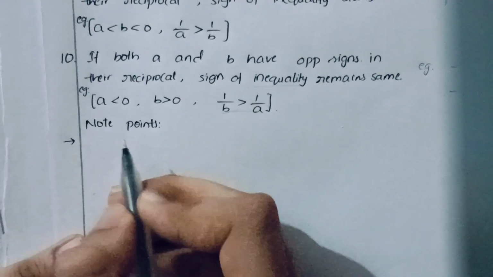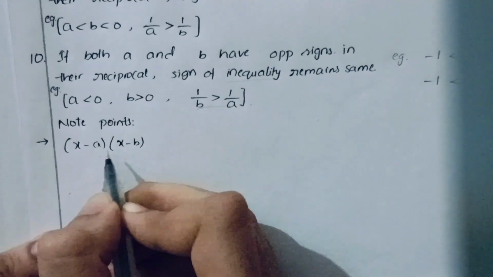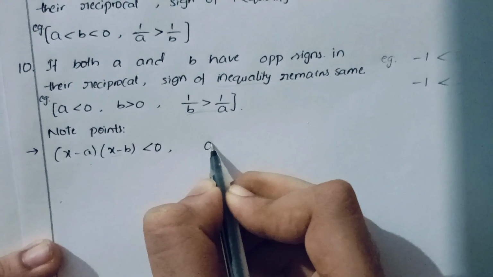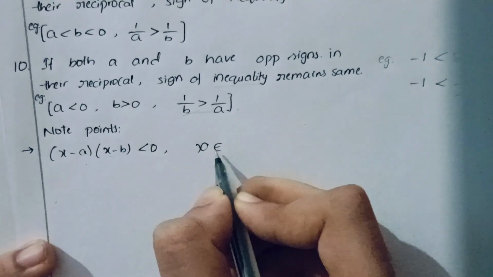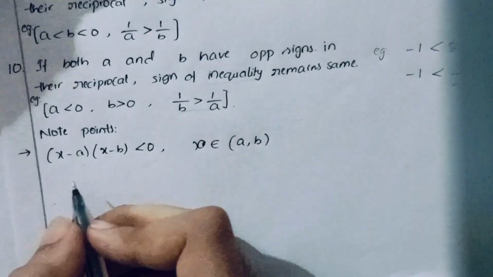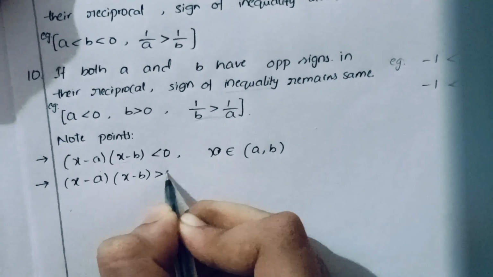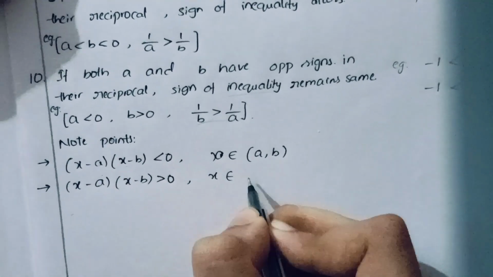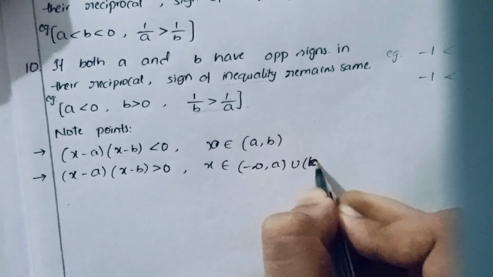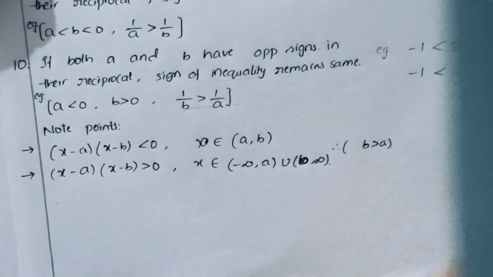Now let us look at the note points. This is for quadratic inequalities, very useful. x minus a times x minus b, where a and b are roots, as you know. If this quadratic expression is less than 0, then x belongs to a comma b, open interval. Now, second case, x minus a times x minus b: if this is greater than 0, x belongs to minus infinity to a union b to infinity. Note the point that b is greater than a.